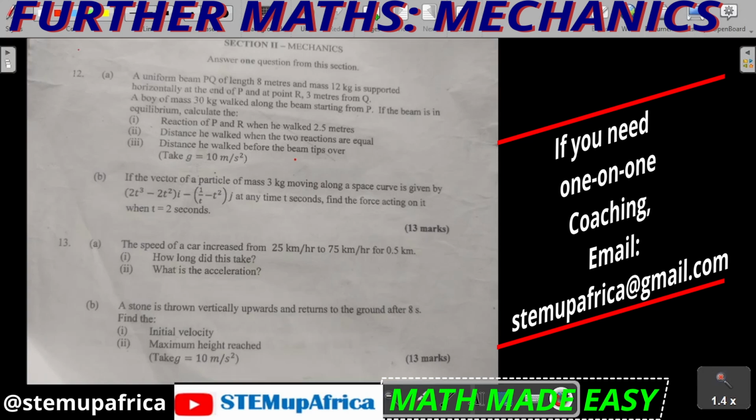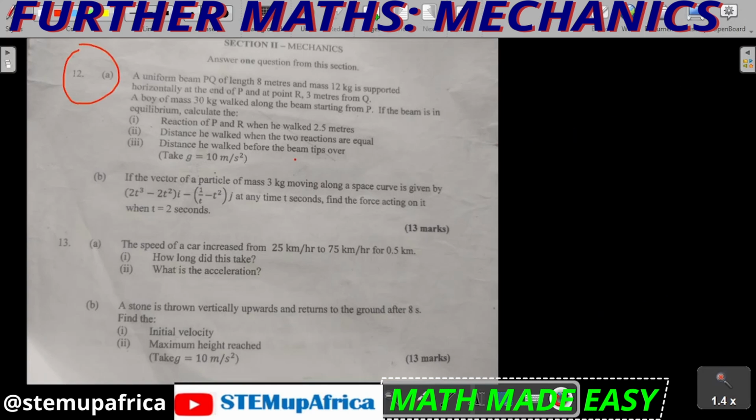And the question says a uniform beam PQ of length 8 meters and mass 12 kilograms is supported horizontally at the end of P and at the point R, 3 meters from Q. A boy of mass 30 kilograms walks along the beam starting from P. If the beam is in equilibrium, calculate the reaction at P and R when he walked 2.5 meters.